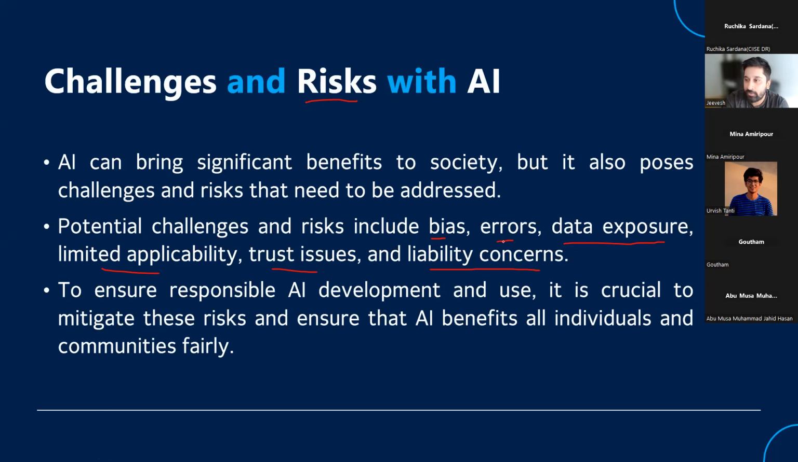Error is something we try to avoid. For example, if a self-driving car is driving, we do not want it to stop in the middle of the road. Something that happened with me, that is error. We should try to avoid them as much as possible.